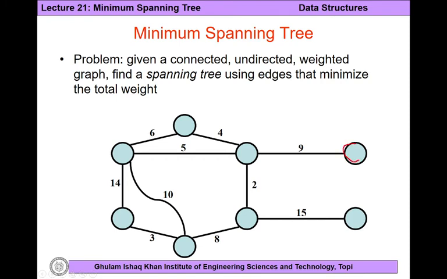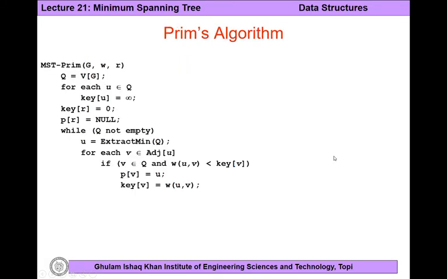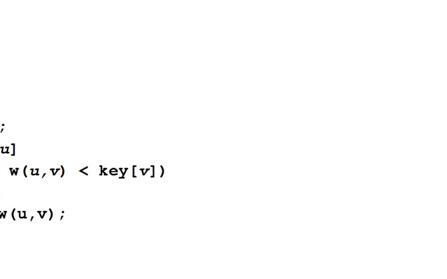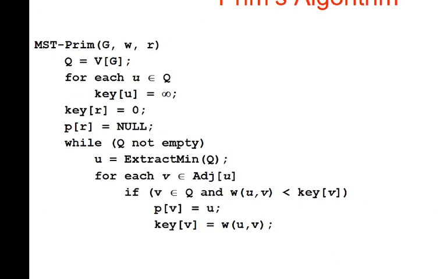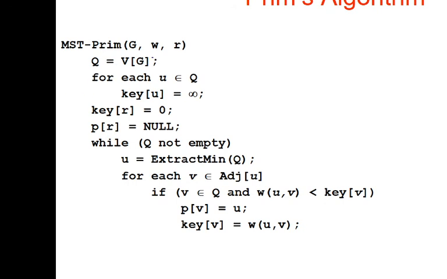For example, you may select this node as the starting point, then the tree will start growing from this point, right? But if you select maybe this point as the root, then the tree will start growing from this particular point, right? So this R parameter tells us about the root from where we need to start constructing the minimum spanning tree.